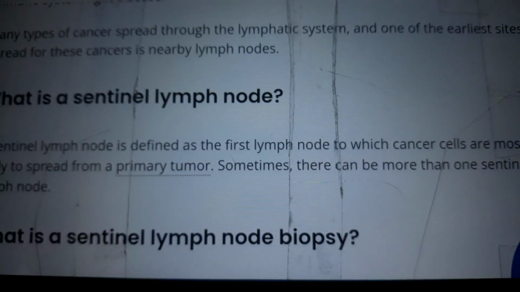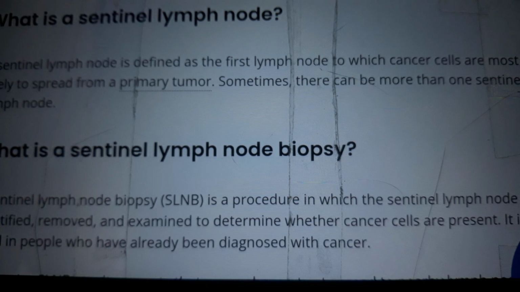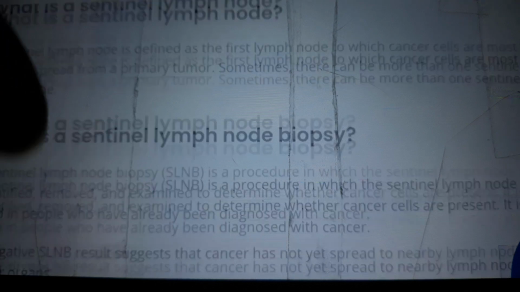Lymph nodes trap bacteria and viruses, as well as some damaged and abnormal cells, helping the immune system fight disease. Many types of cancer spread throughout the lymphatic system, and one of the earliest sites of spread for these cancers is nearby lymph nodes. So what is a sentinel lymph node? A sentinel lymph node is defined as the first lymph node to which cancer cells are most likely to spread from a primary tumor. Sometimes there can be more than one sentinel lymph node.